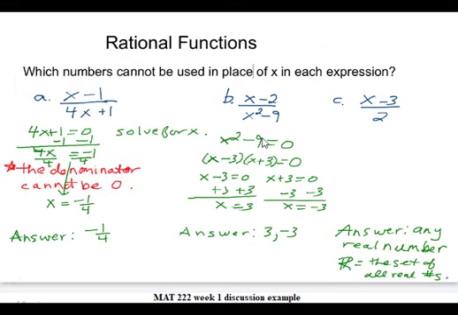So, this allows us to see which numbers cannot be used in place of x in each expression. The simple process is we take the denominator, set it equal to 0, and solve for x. Whatever numbers we get for x, those are the numbers that cannot be used in place of x, because then you'll end up dividing by 0. Can't divide by 0 in mathematics. Division by 0 is undefined.